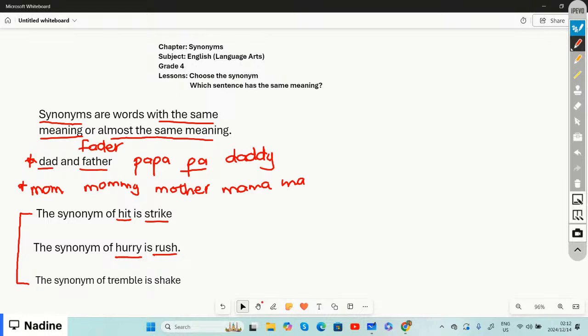Yes, they all have the same meanings. All right. So it's either we say hurry up, or I'm in a hurry, or I'm in a rush. Those words have the same meaning.